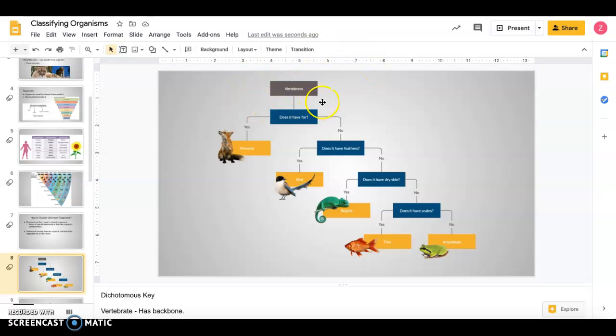So a vertebrate is an animal with a backbone, right? A spine. So we're vertebrates. We have a backbone. And then you'd ask yourself, does the animal have fur? Yes. Then it's a mammal. Or if it doesn't have fur, does it have feathers? Yes. Then a bird. If not, then you get down to, could it be a reptile? And then all the way down to answering questions related to whether it's a fish or amphibian. And this is an example of a dichotomous key.